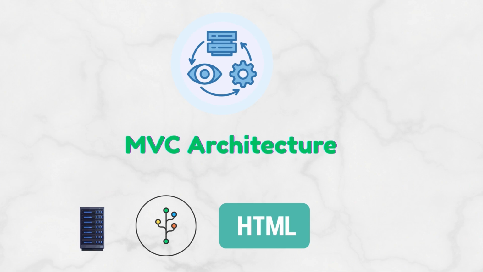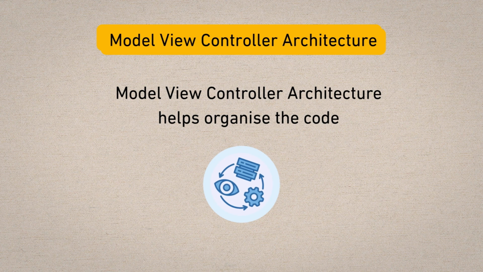Before that, let me give you an overview of the application before we start coding. In our application, we are following the MVC architecture pattern. MVC stands for Model, View, and Controller. This architecture helps us organize our application into 3 separate layers, making the code clean and easy to maintain.